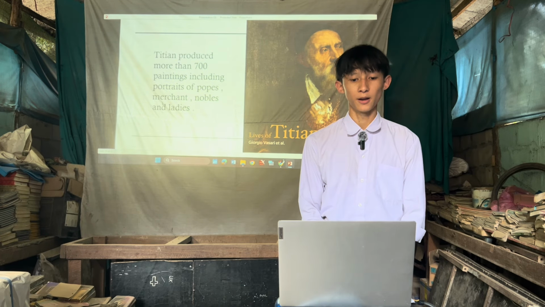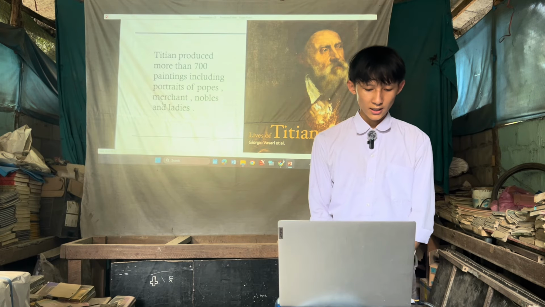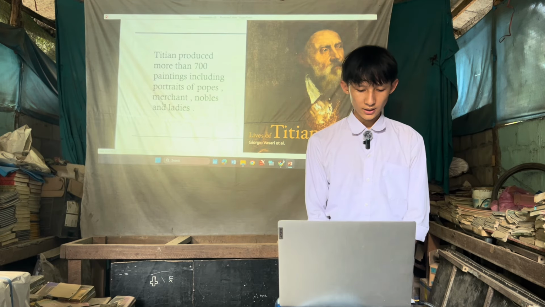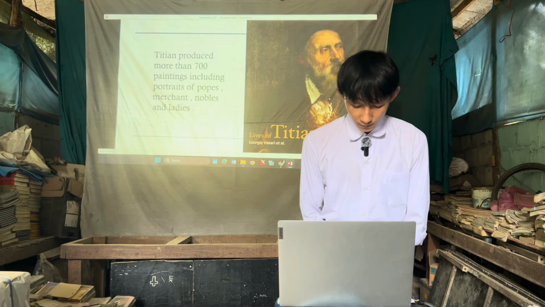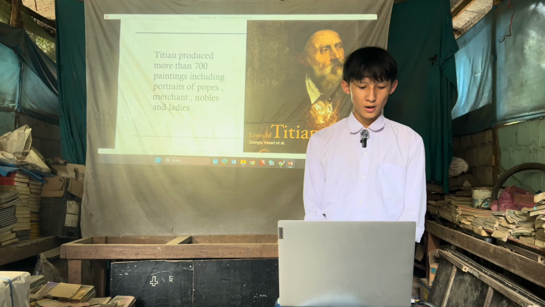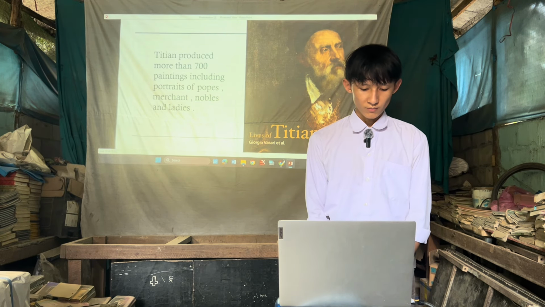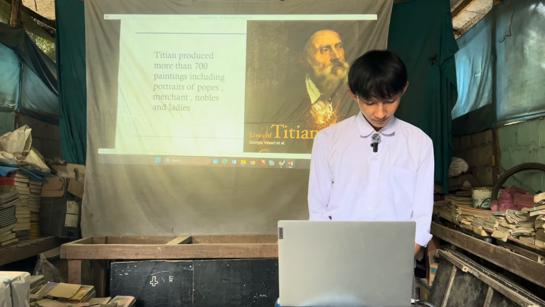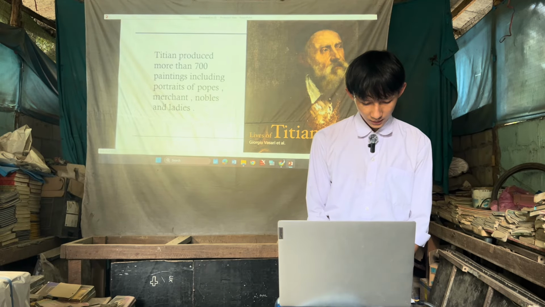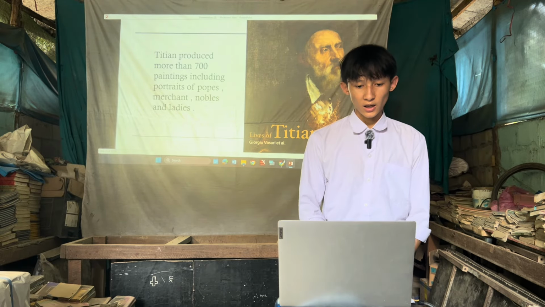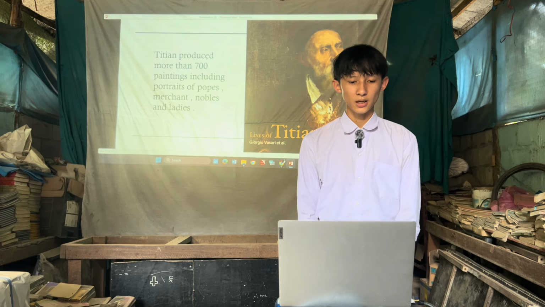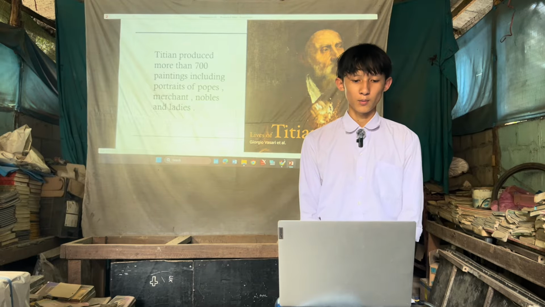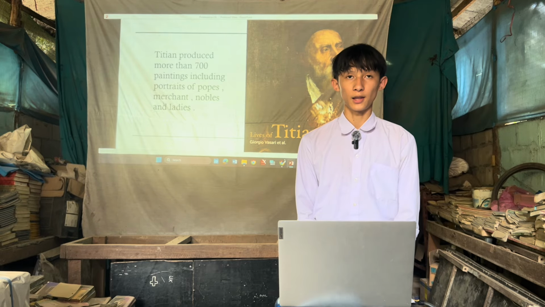Titian. Titian was the preeminent master of the Venetian High Renaissance and one of the longest lived. Titian produced more than 700 paintings, including portraits of popes, merchants, nobles, and ladies.